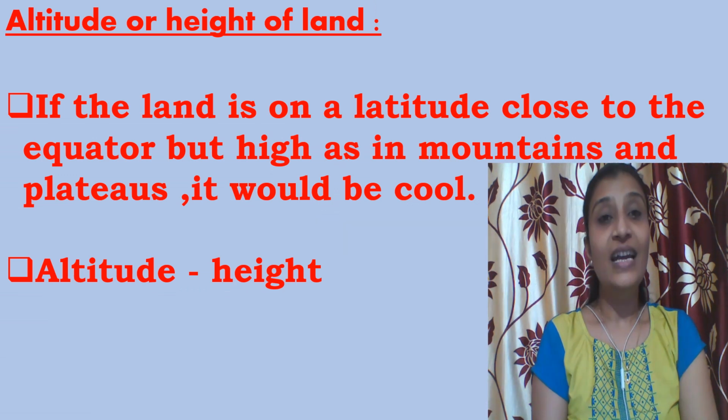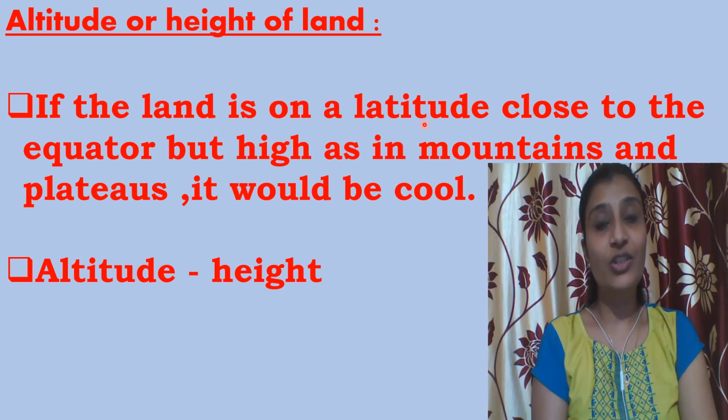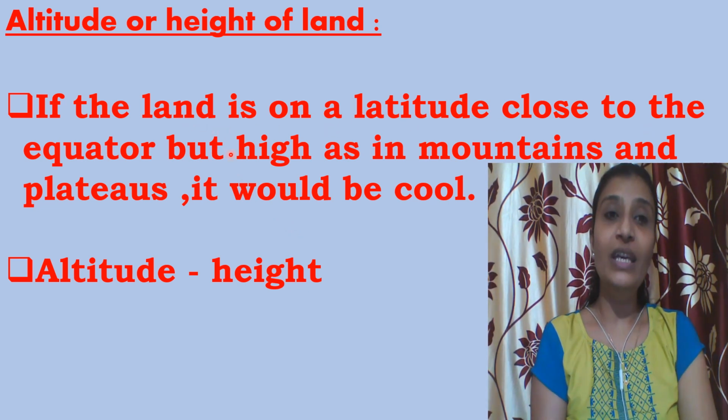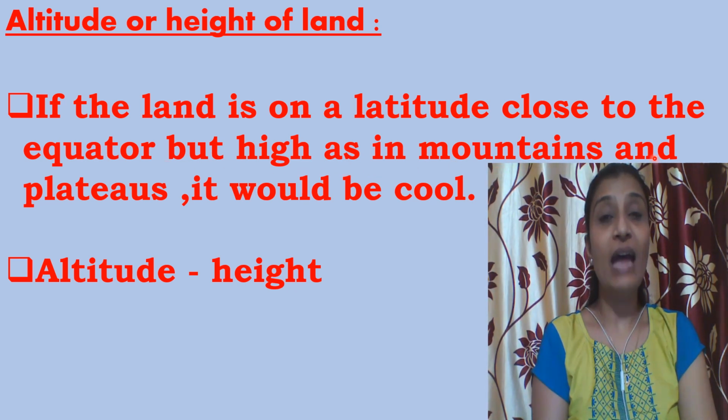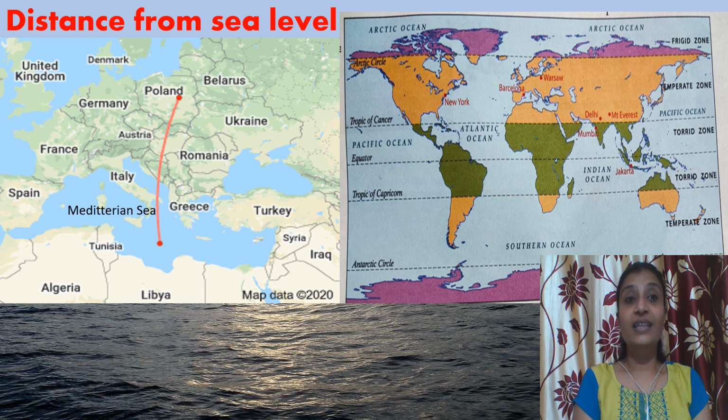Now children, let us read this. If the land is on a latitude close to the equator but high, as in mountains and plateaus, it would be cool. Altitude means height. Now children, the next factor which affects the climate of a place is distance from the sea.